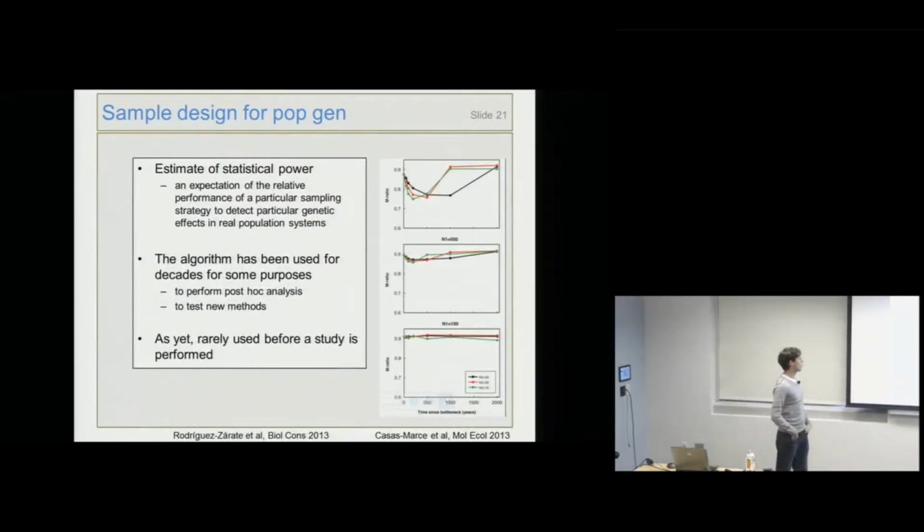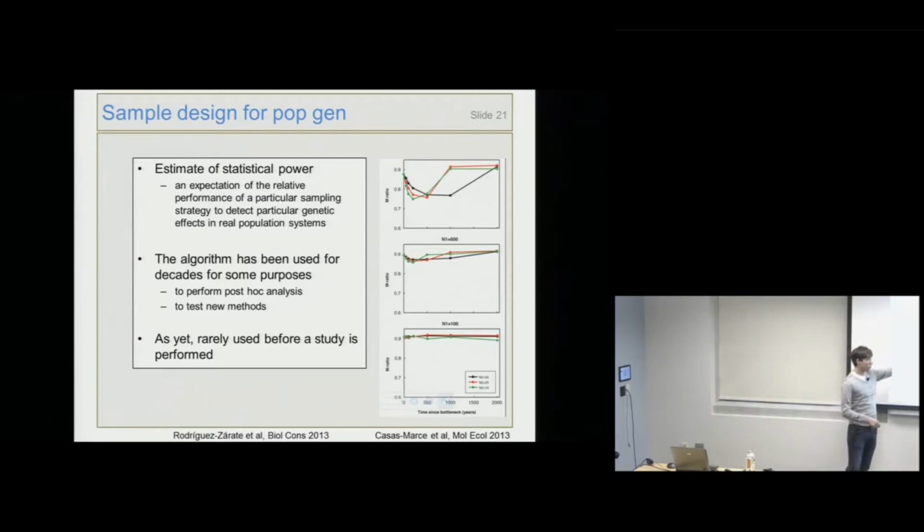Now, what we've arrived at is we've used a simulation-based approach to estimate how well a given sampling strategy would perform under a given situation. This process has been used for several decades in population genetics, but for different purposes. People fairly often use the simulation-based approach, after the fact, to justify their sampling strategy.